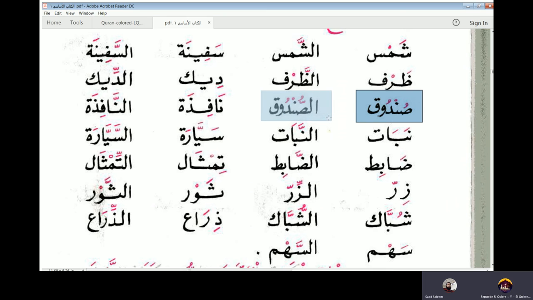A box. Okay, sundukun. Yes, sundukun is a box, and asunduku is the box. Nafidatun is a window. The window. Nafidatun is a window, and Annafidatu is the window, yes.